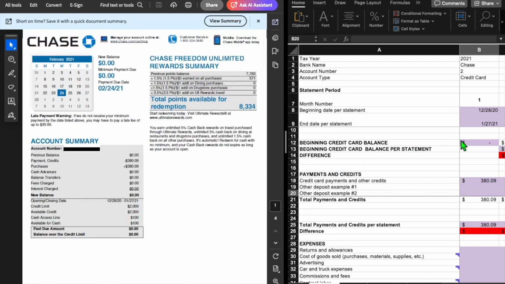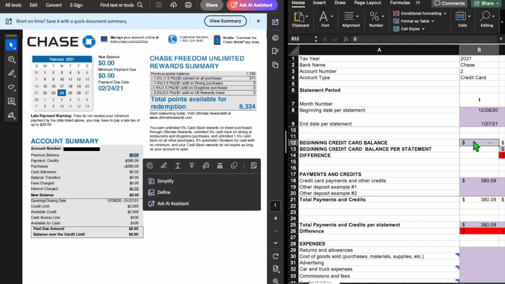So starting from the top, beginning credit card. We're going to start up here. We're going to put the beginning date per statement, which is 12/28/2020, and the ending date per statement, which was 1/27/21. We're putting those two dates right there. Beginning credit card balance: the previous balance was 0, so that's going to be 0.